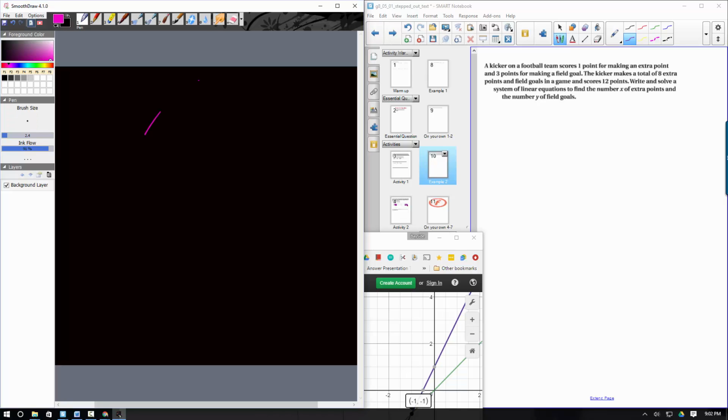I'm going to say x plus y equals 8, because I don't care what they are. I just know they scored a total of 8 extra points, right? Now it says that the kicker makes field goals in the game and scores 12 points. And it says 3 points for the field goal and 1 point for the extra point. So I have to have x plus 3y equals 12. Let's just explain what this all means.